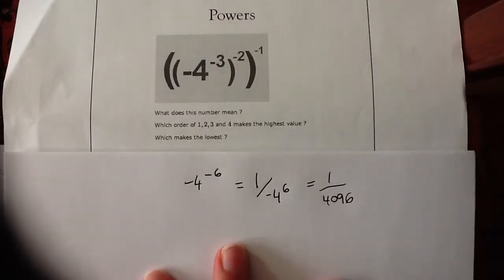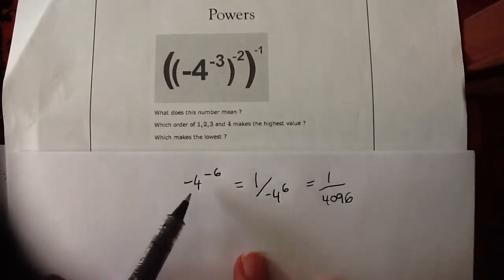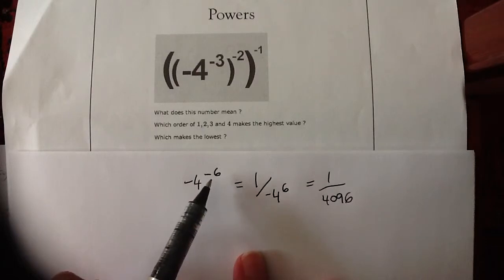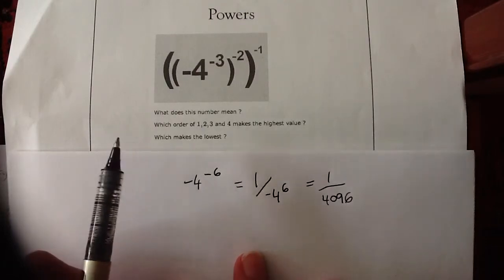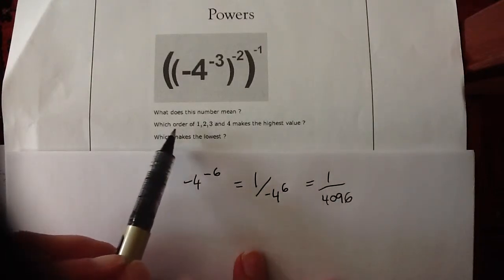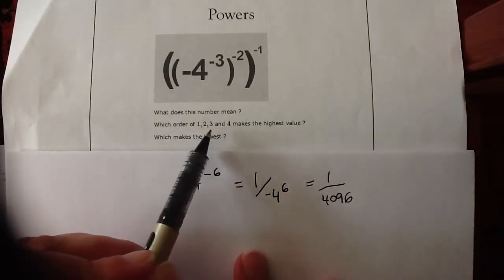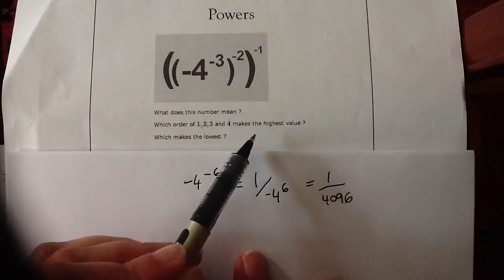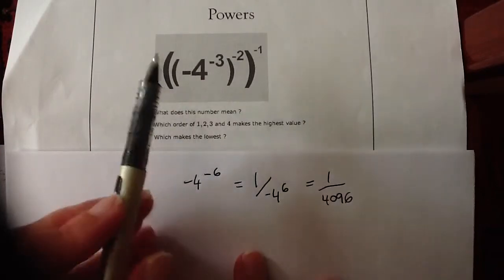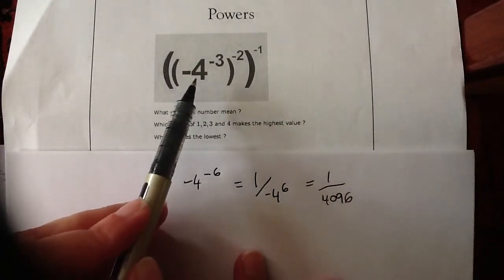Notice that the number is no longer negative. When a negative base is raised to the power of an even exponent, the value is always positive. The next part of the question asks us, which order of 1, 2, 3 and 4 makes the highest value? So what we want to do is sub 1, 2 and 3 as the base number.